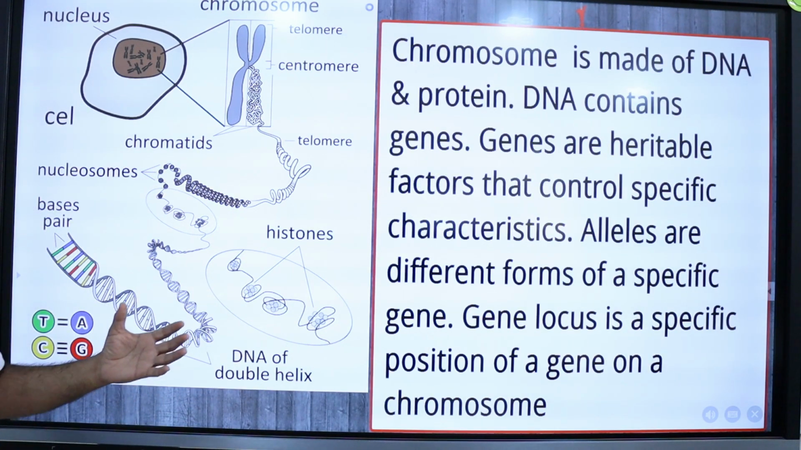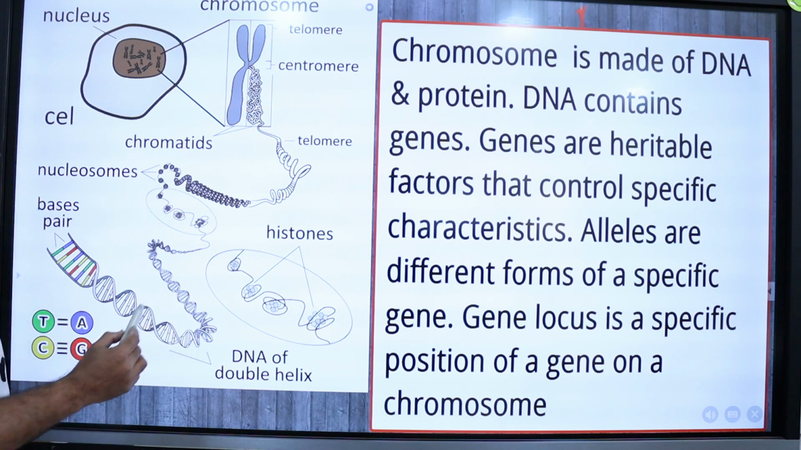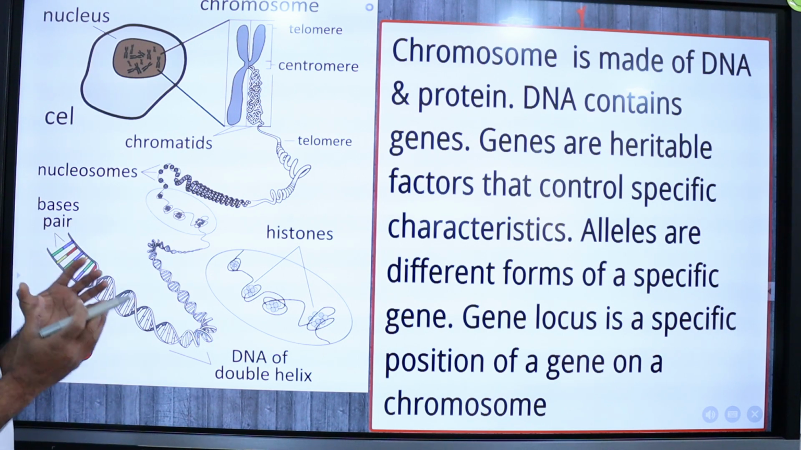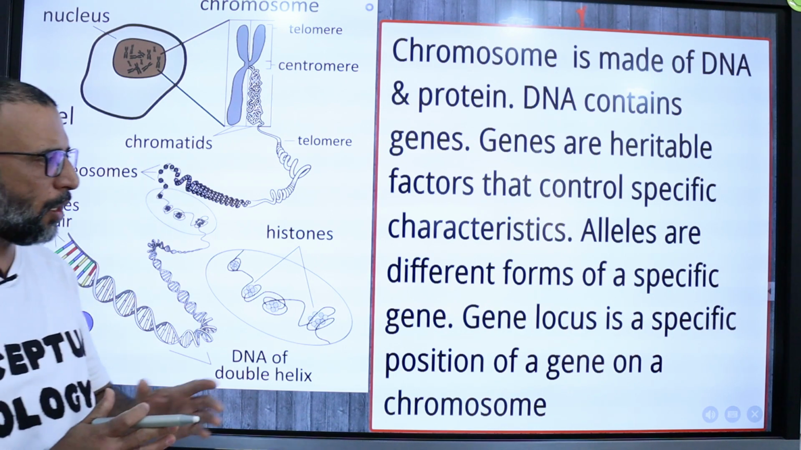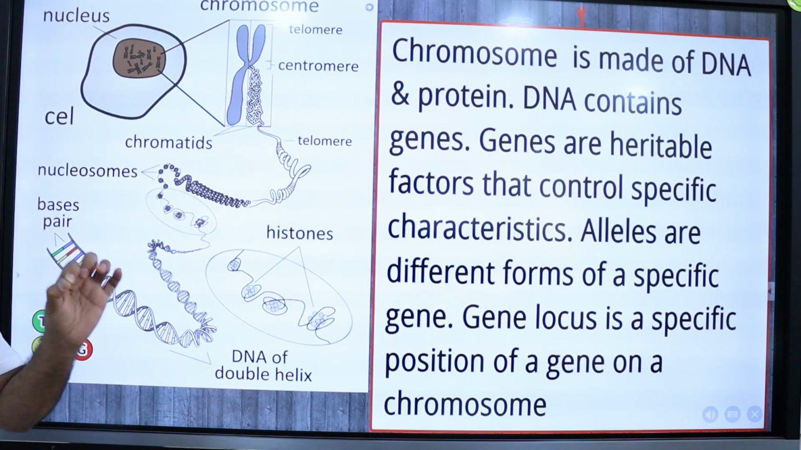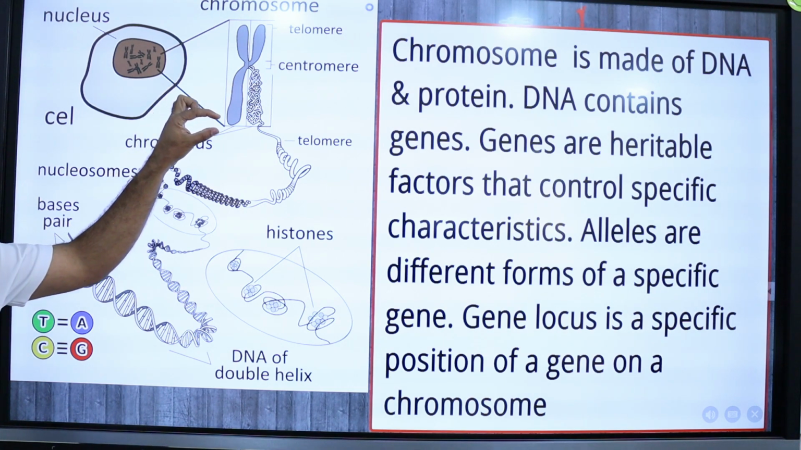A chromosome is made up of DNA and protein called histone, and DNA contains genes. So what is a gene? A gene is a fragment of DNA which is responsible for controlling a particular character of the body. Genes are heritable factors that control specific characteristics, and genes are fragments of DNA. And what is an allele? Alleles are different forms of a specific gene. And what is a locus? A locus is the place on a chromosome where a gene is present. It is the home of a gene, or the street address of a gene.